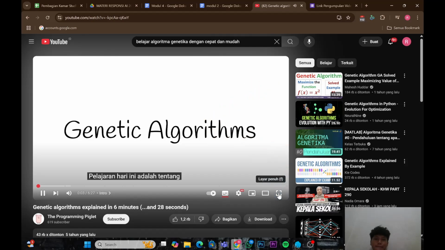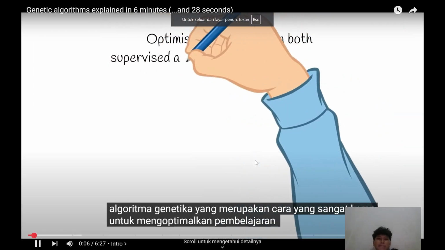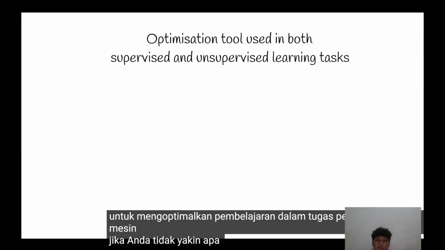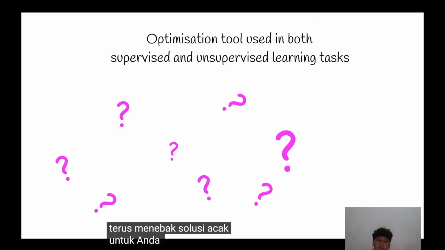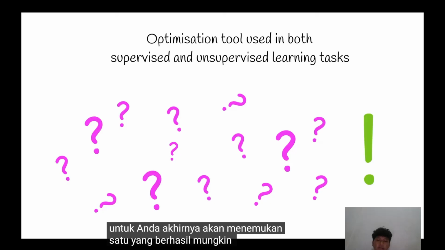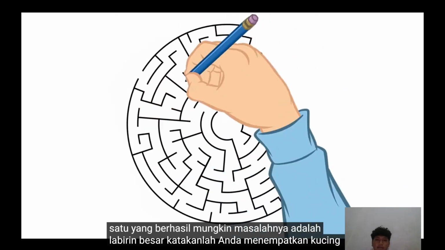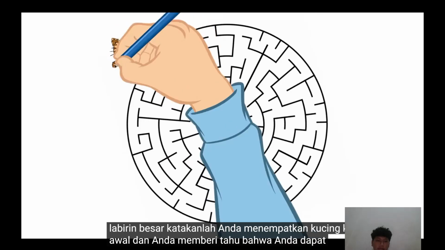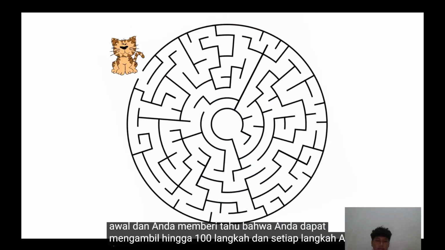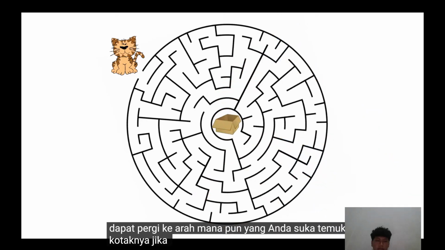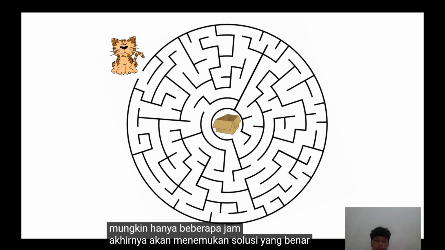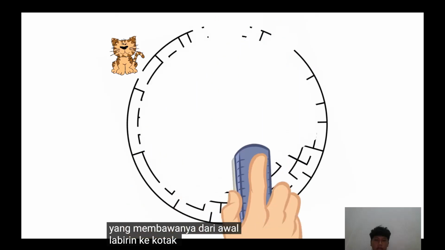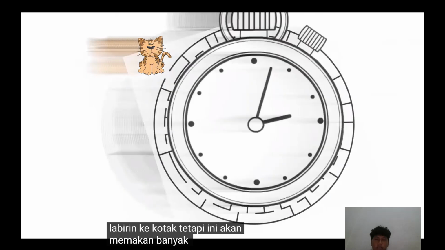Today's lesson is all about genetic algorithms, which are a really cool way to optimize learning in machine learning tasks. If you're not quite sure what this means, imagine you have a problem, which if you just kept on getting random solutions for, you would eventually stumble across one which works. Maybe the problem is a big maze. Say you put a computer cat at the beginning, and you tell it, you can take up to 100 steps, and each step, you can go in any direction you like. Find the box. If the cat guessed completely random routes for all of eternity, or maybe just a few hours, it would eventually stumble across a correct solution, which got it from the beginning of the maze to the box. But this would take a whole lot of time.